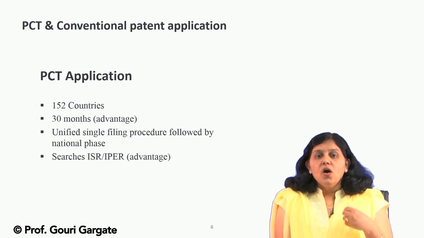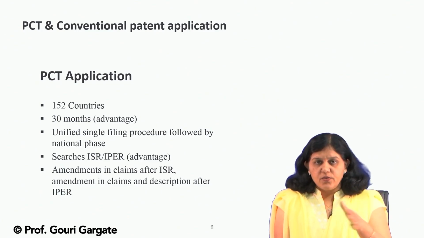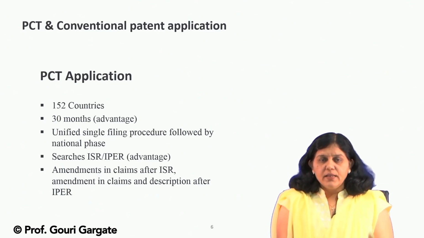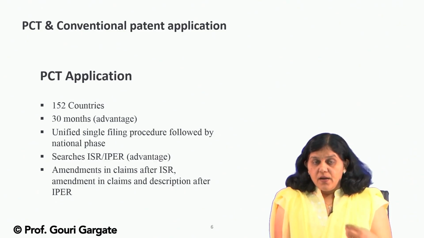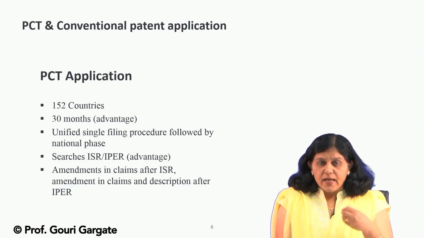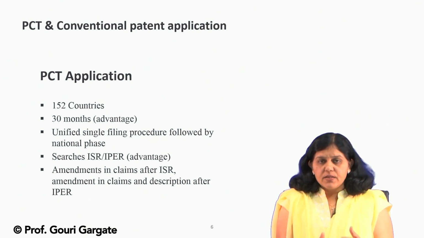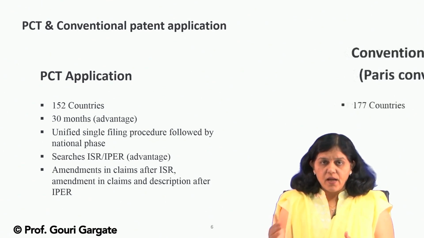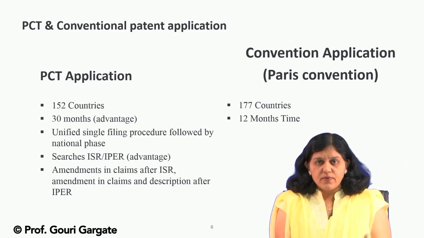Next, what about the filing system? Once one application at PCT is filed, you have entered that route and you then use it for further entry into the national phase, right? While in the conventional, it is a direct national phase office application, and within 12 months you have to enter every national phase, every country patent office, wherever you wish to apply for the patent.